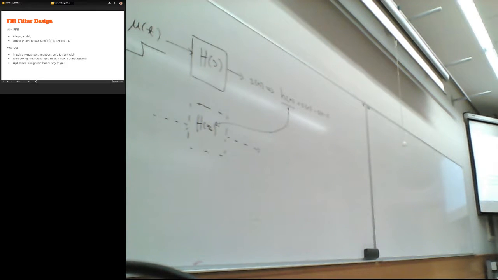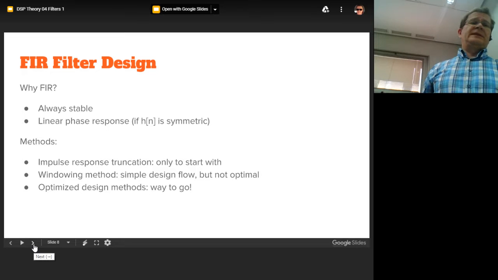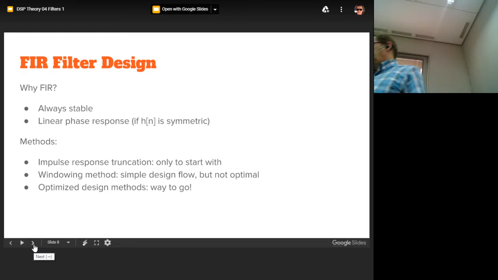Okay, good. So back to business. There, windowing method. I go through the windowing method more thoroughly there on the whiteboard. And then third one, optimized design methods. Okay, windowing method is simple design flow, and it makes a lot of sense. The optimization, it requires a little bit more heavier mathematics, and there are actually tools already for it.